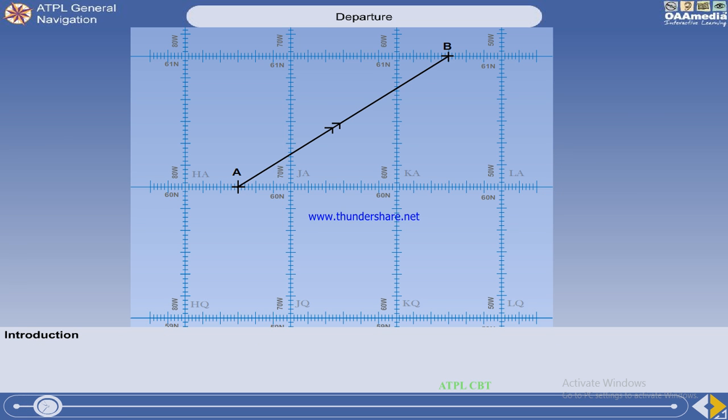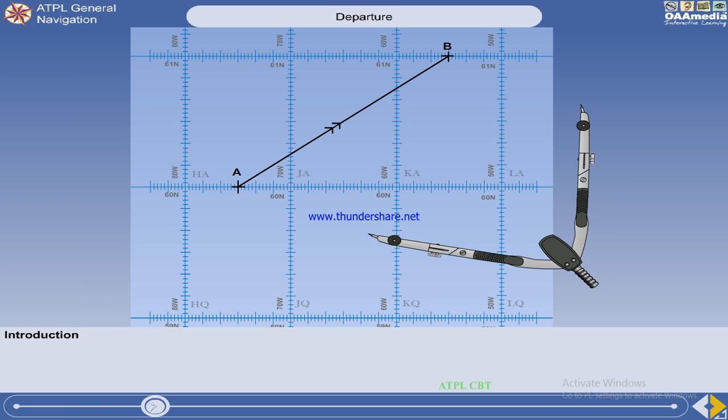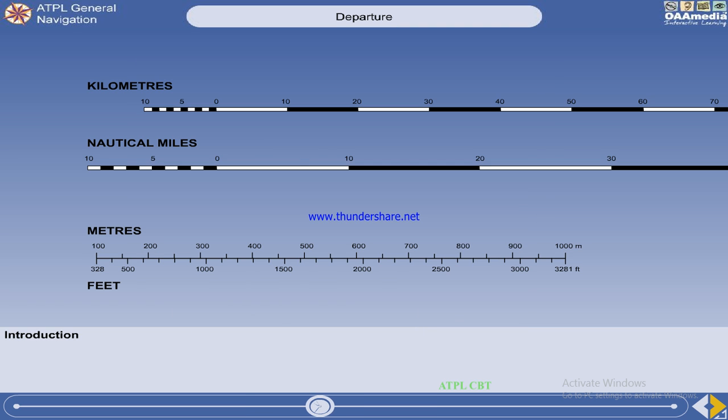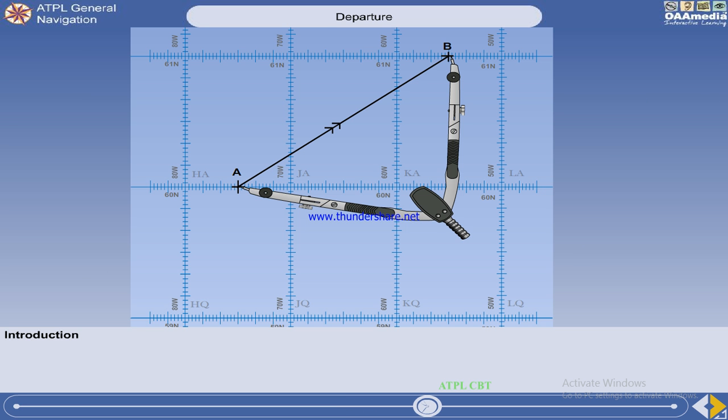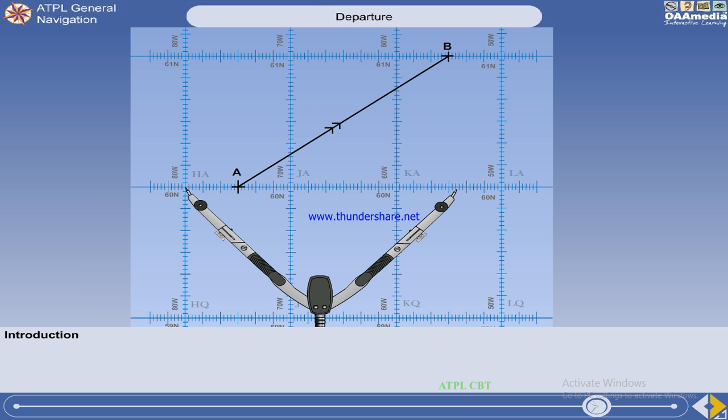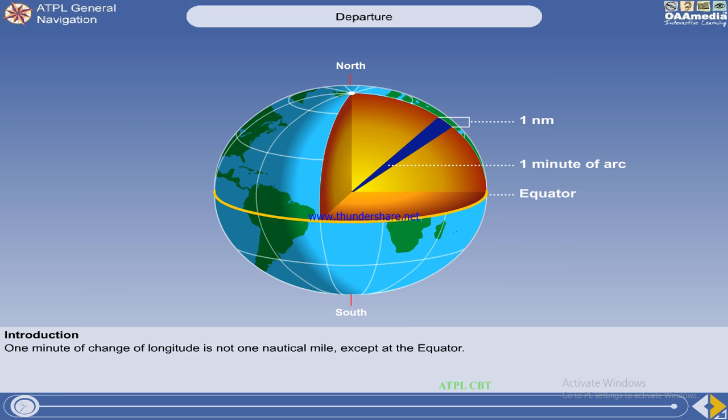Suppose we have a chart like this with a route on it. We measure the track distance with a pair of dividers. If there is no graduated scale line at the bottom of the chart, we can measure against the number of minutes of change of latitude. Can we do the same thing against the change of longitude? The answer is no, of course.